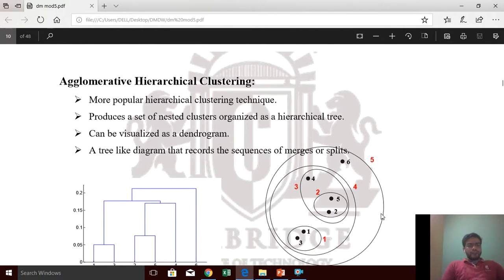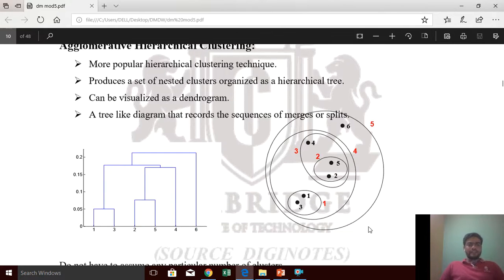Next, coming to agglomerative hierarchical clustering. This is a more popular hierarchical clustering technique. It produces a set of nested clusters organized as a hierarchical tree. In hierarchical clustering, the clusters are organized as nested. Cluster 5 is the outer cluster. Cluster 5 has cluster 4. Cluster 4 will have cluster 3 and cluster 1.